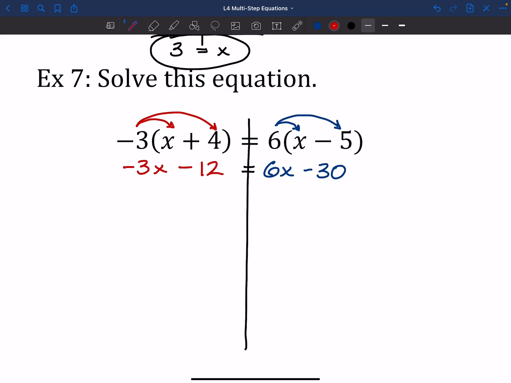I need to move all my variables over to one side. And again, it doesn't really matter which side you choose to move. It should all come out the same. What I'm going to do is let's subtract 6x from both sides. Let's move that over to the left. Why not?